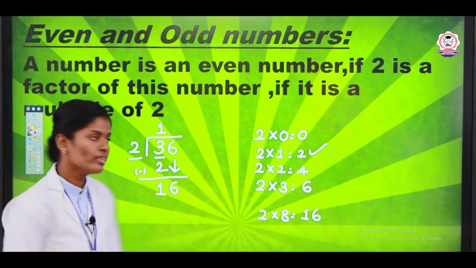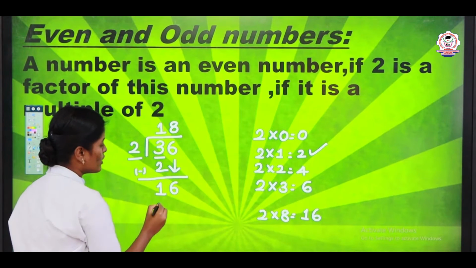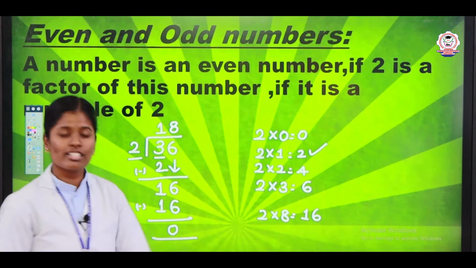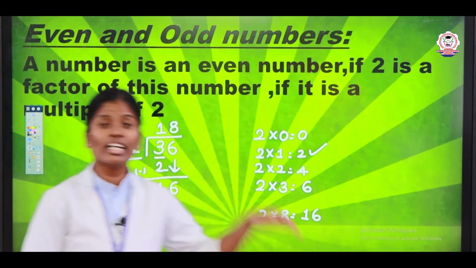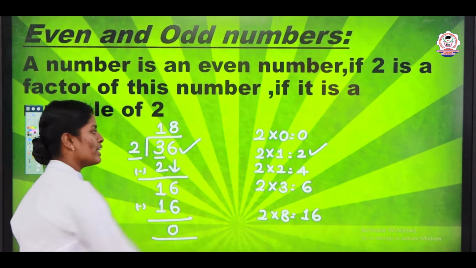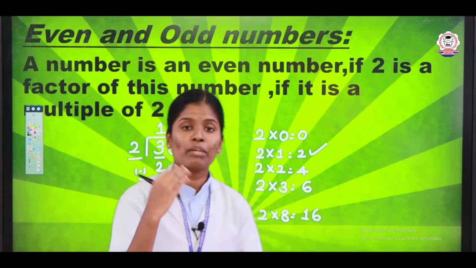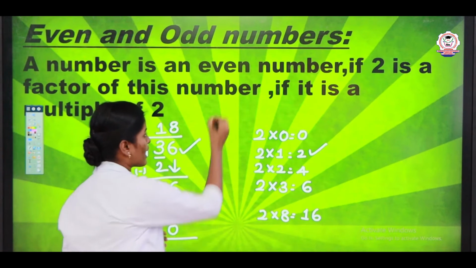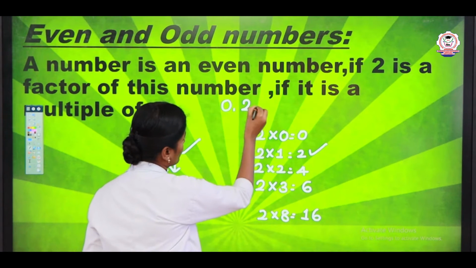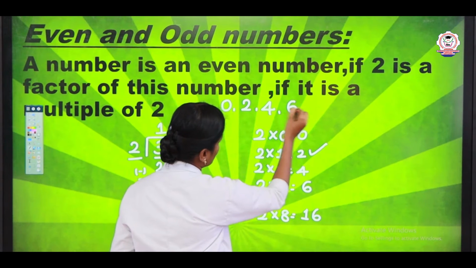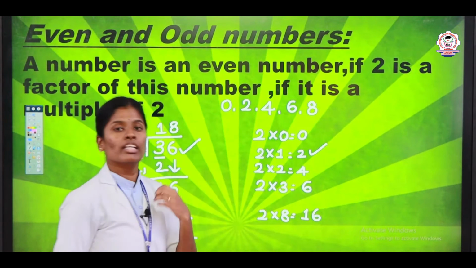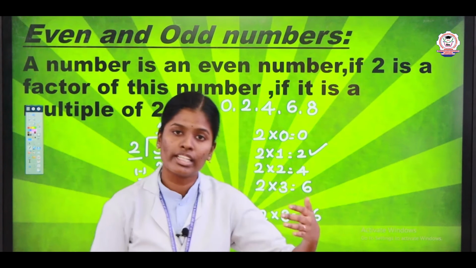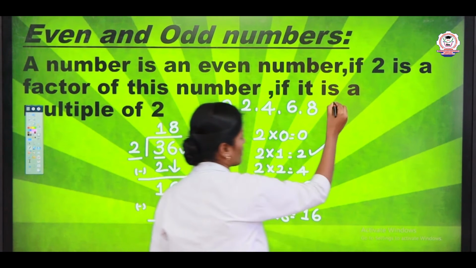Here the quotient value is 8. Right, 8 twos are 16. Now 16 minus 16, the answer is 0. Yes, we got 0 here. 36 is an even number. So just keep in your mind that the number ends with, that is the ones place, the values 0, 2, 4, 6, 8. The numbers that end with 0, 2, 4, 6, 8 are called even numbers.